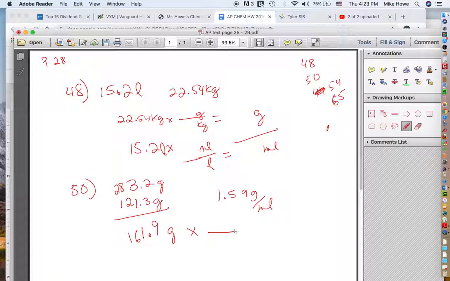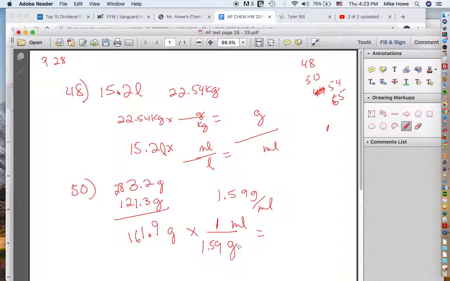Now we know that there are 1.59 grams per milliliter. But we need to cancel grams. So what would you put down here? You need to cancel grams and put milliliters on the top. So if there are 1.59 grams per milliliter, couldn't we also say that 1 milliliter is 1.59 grams? And I'll let you take it from there.